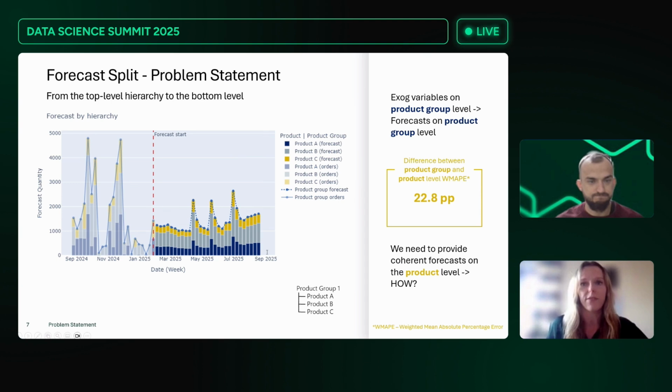Previously, we split the forecast by the historical proportions on the product group, but we realized that we lose forecast accuracy on this split because the WMAPE, the weighted mean absolute percentage error, was lower by 20 percentage points compared to the top level. This observation brought us to the exploration of the reconciliation methods.